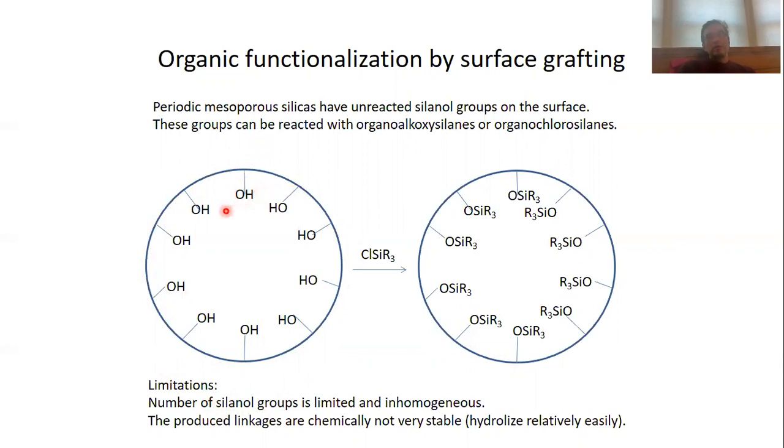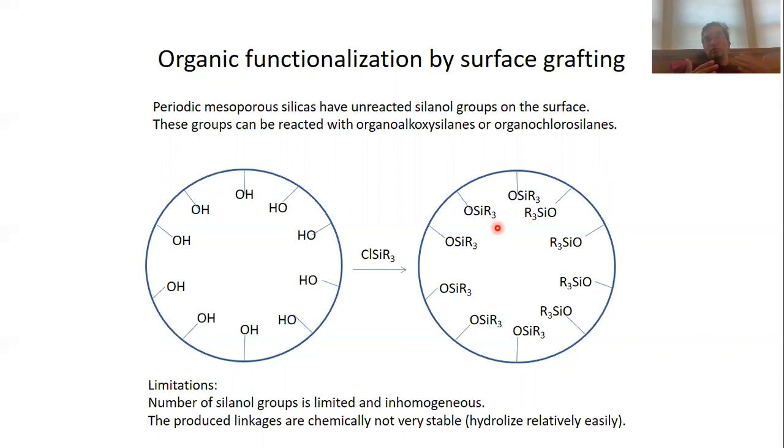And you can use the dangling silanol groups that hang into the pores in order to give these pores more chemical functionality. So you can react them, for instance, with chloroorganosilanes, and then the chlorosilane functionality reacts with the OH groups to form silicon oxygen silicon bridges, and the organic functionalities hang inside of the channels.